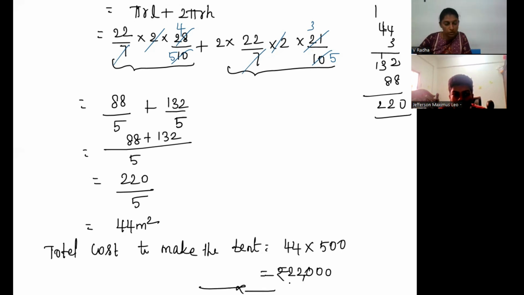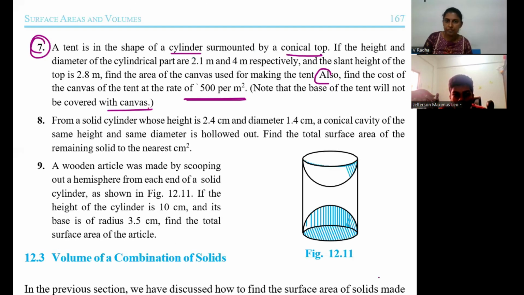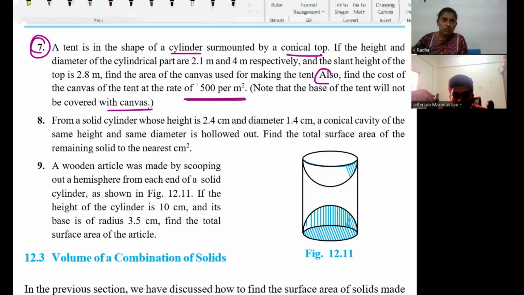So do you have any doubt in this question? No, ma'am, no doubt. Next question. That is question number 8. So, read question number 8.